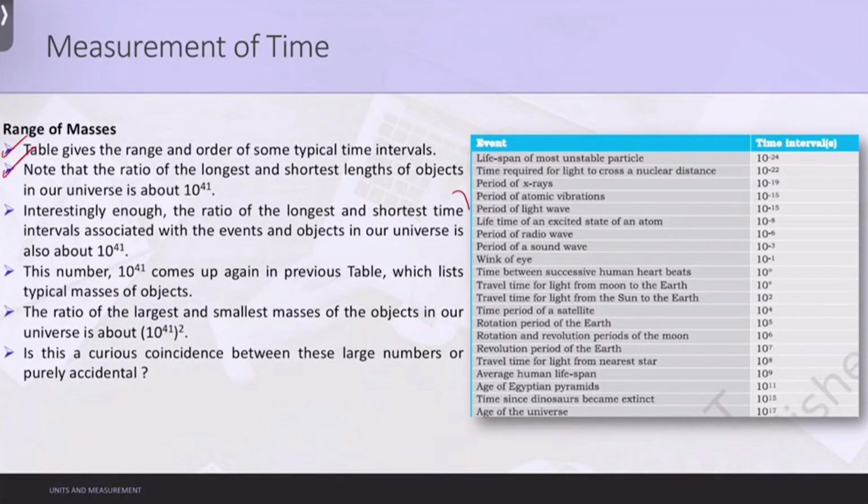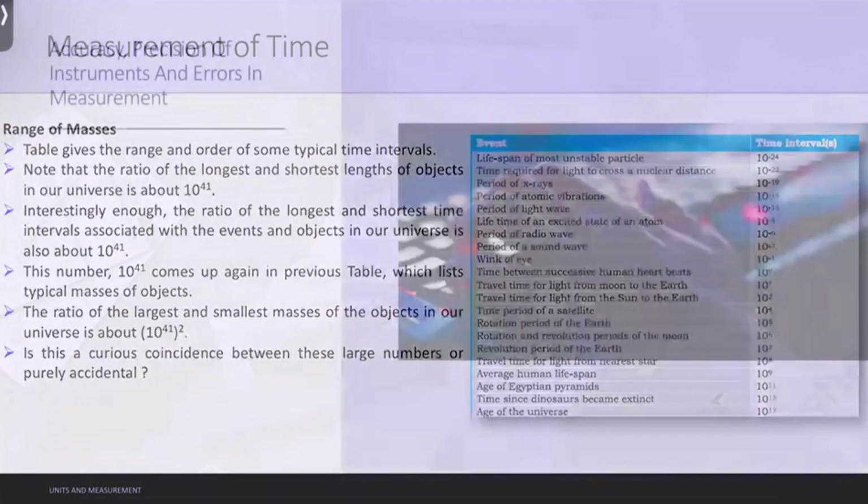So all these things are just increasing your curiosity towards understanding the chapter. They are just saying that if you take the ratio of this and this, it comes to 10 to the power 41. Similarly, if you take the ratio for the masses, for the highest and the lowest, it again comes to 41 only. The coincidence is just to help us understand how brilliantly our complete surroundings are captured or made. Okay, fine. Let's move on.